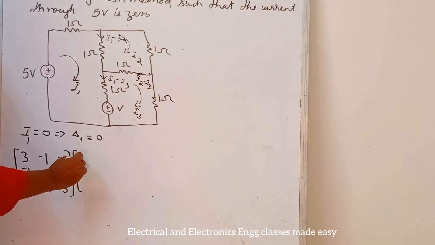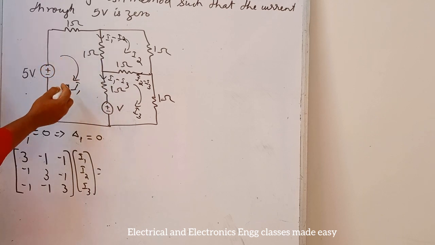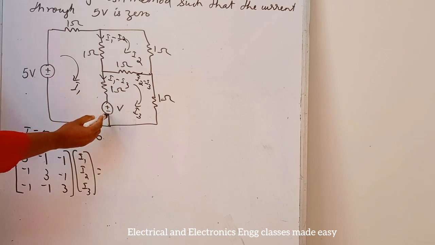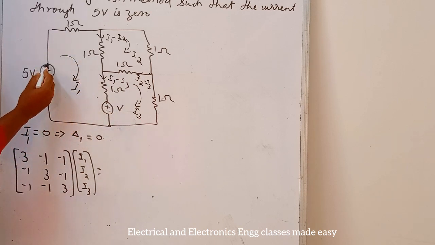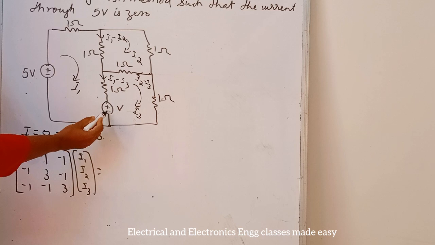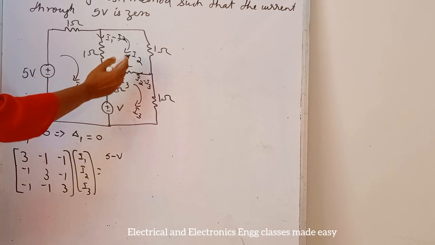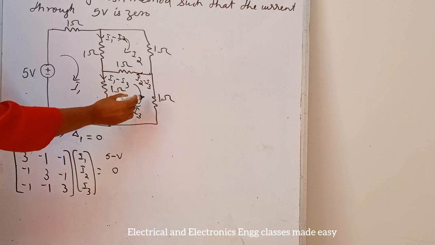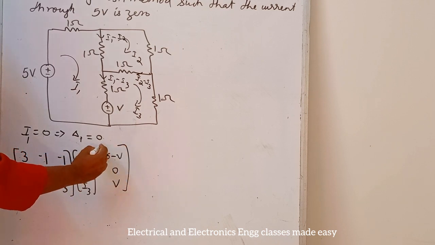Then the unknown currents are I1, I2 and I3, and that is equal to the voltage in the first loop, here there is 5 volt and here minus V volt. So if we are taking in this direction, this is positive 5 and here this is plus 2 minus, that is minus V. So we can write 5 minus V. Then in the second loop there is no voltage source, so 0. Then in the third loop, I3 is flowing in the same direction as that of V, so we can write V.